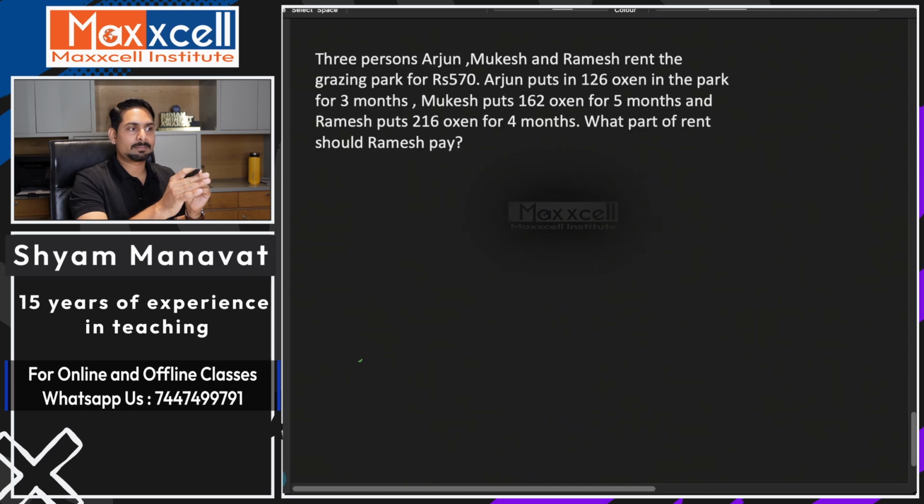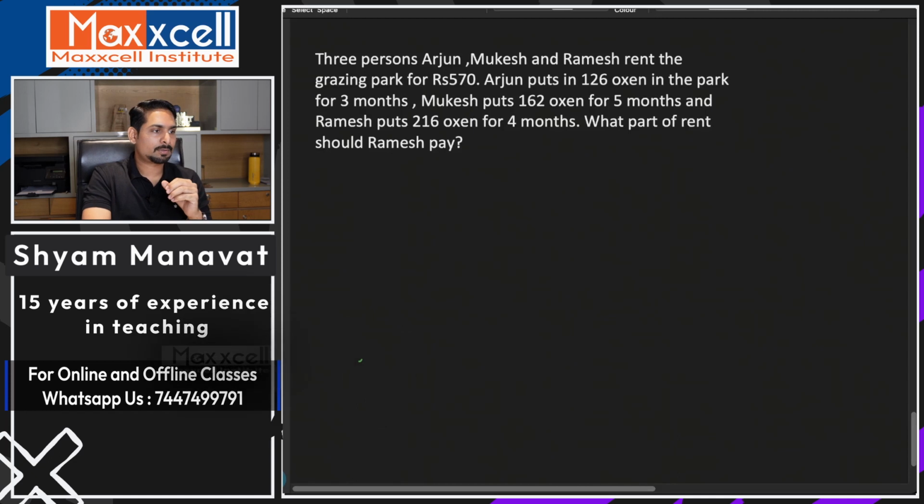Arun, Mukesh, Ramesh rent a grazing park for 570. Arjun puts in 126 oxen. Oxen means mammals. Okay. In the park for 3 months. Mukesh puts 162 oxen for 5 months and Ramesh 216 oxen for 4 months. What part of the rent should Ramesh pay?